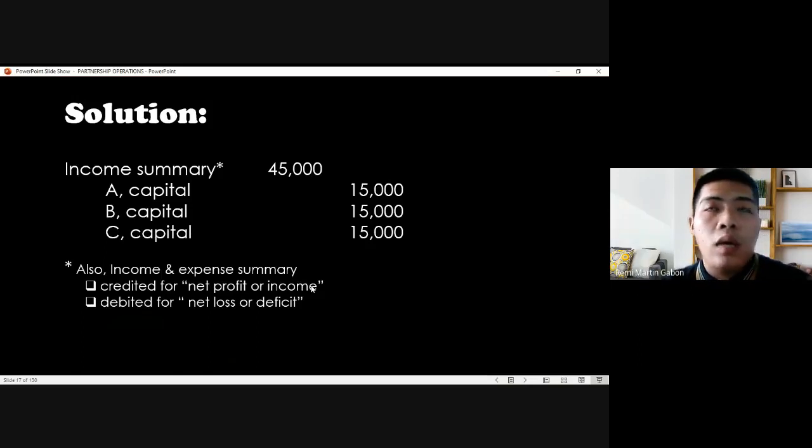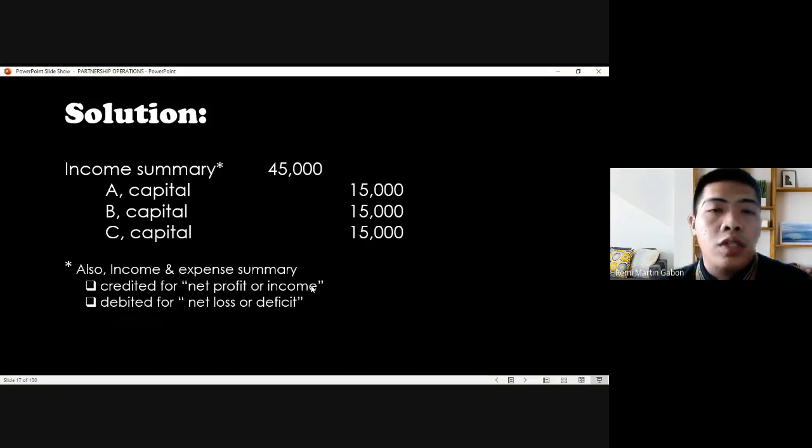So the rule for income and expense summary: if it is credited, or if it has a credit balance, then there is a net income or net profit. However, if it is debited or has a debit balance, it means there's a net loss or deficit. Prior to this journal entry, by the way, there must be a previous journal entry providing that the income summary is on the credit side.